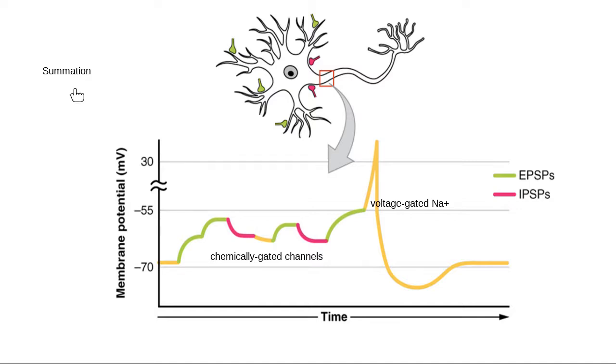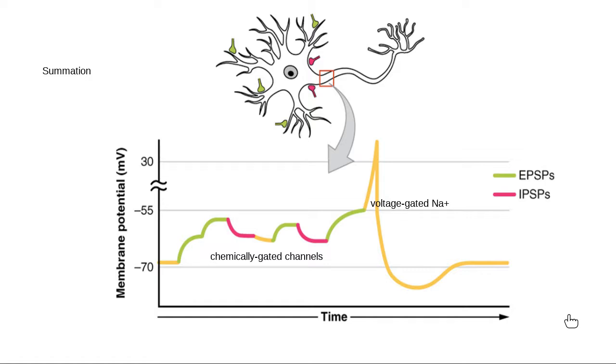So summation is a process a neuron uses to listen to the messages from more than one neighbor. So let me see which picture I want us to go to first. Here. We'll come back to that question.